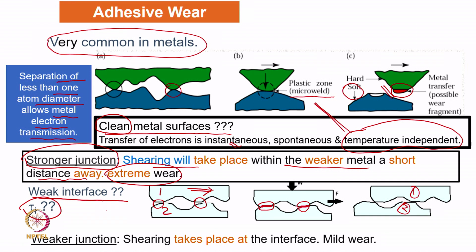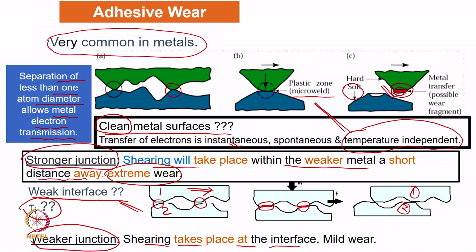So, what do we require? We require a weaker interface. If you want to avoid adhesive wear, we should go for the weaker junction, where the shearing between the metals takes place at the interface itself and is a mild wear. While in the case of the stronger material, it will not have a weaker interface, or the shear strength of the interface will be more compared to even the soft metal, and that is why this kind of metal transfer occurs in this situation.